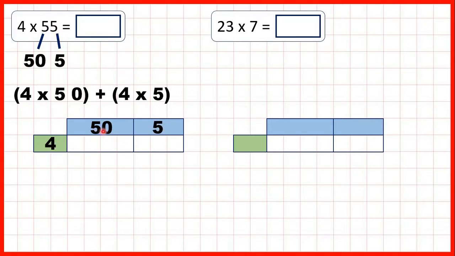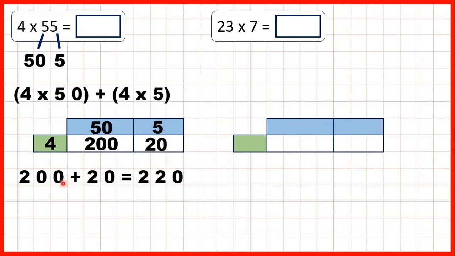Now 4 times 50 is 200. That's because 4 times 5 is 20, but because we're multiplying by a multiple of 10, we need to put a 0 on the end of our answer. Then for this box here, we can work out 4 times 5, so that's 20. And finally, we can add up our answer boxes, and 200 plus 20 is 220, so that's our answer.